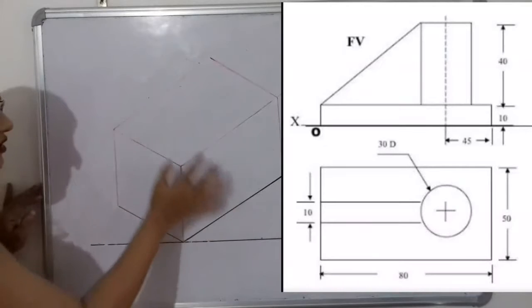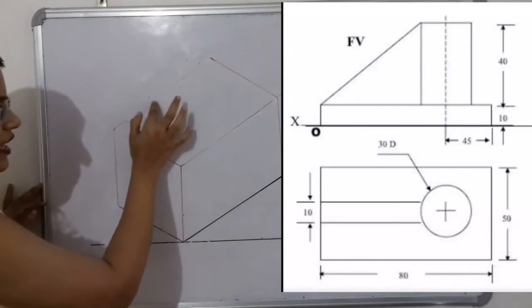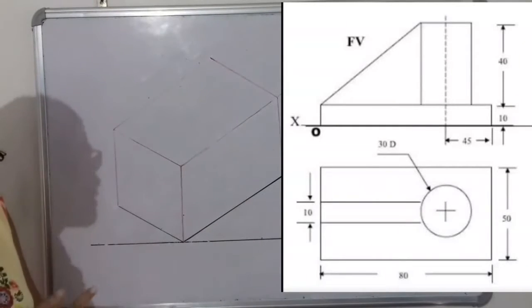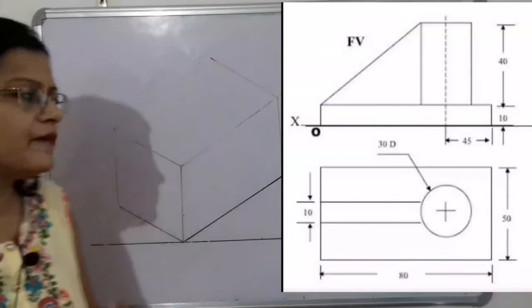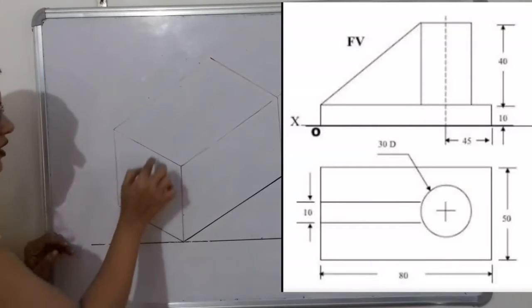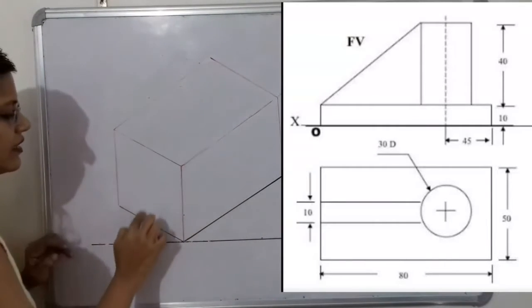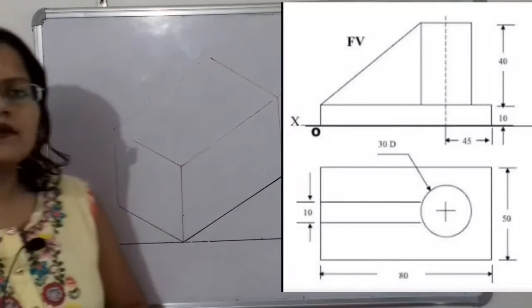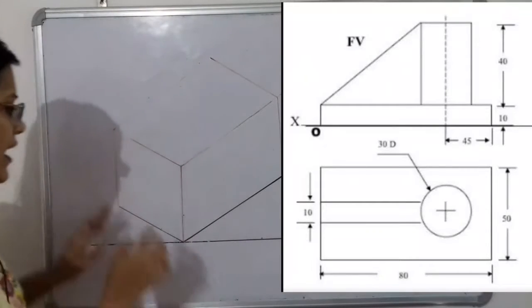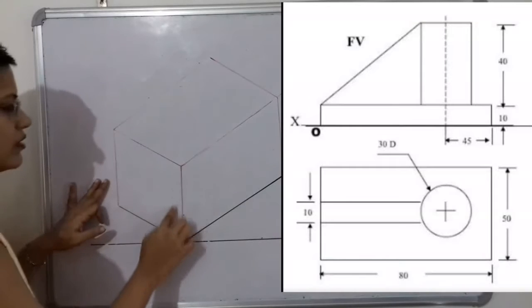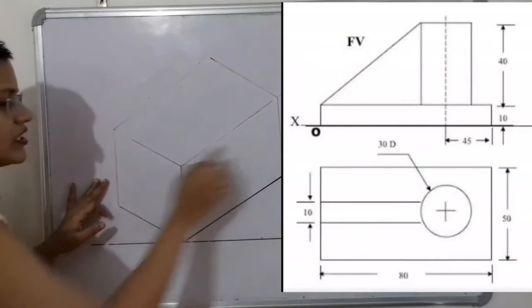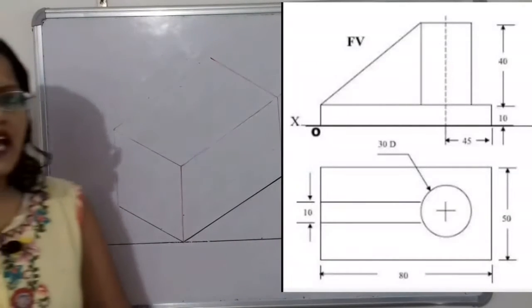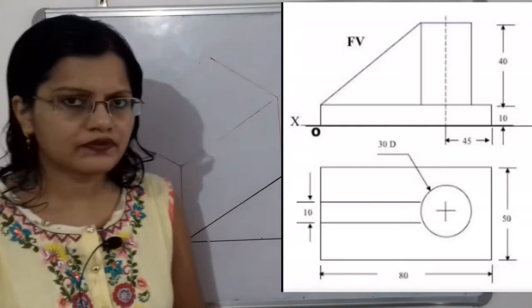If we observe, these 3 lines 1, 2, 3 are parallel to each other and indicate the dimension for the length. In the same way these 3 lines 1, 2, 3 indicate the dimension for the width and are parallel to each other. And these vertical lines, that is 1, 2, 3, are parallel to each other and indicate the dimension of the height.